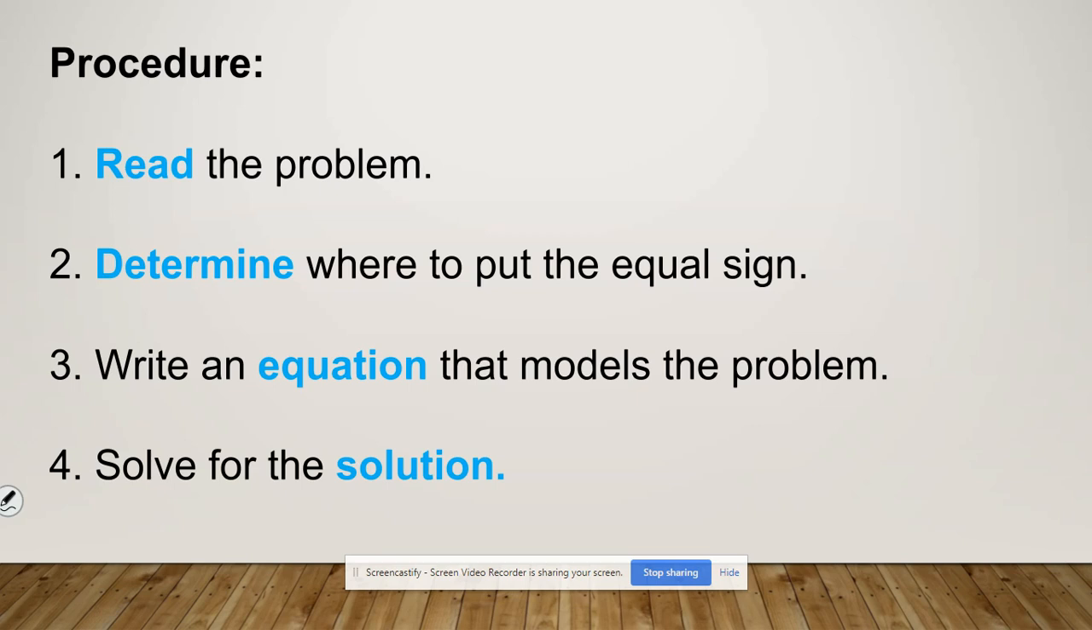The procedure there is to first read the problem. Again, I know that sounds silly to be a step, but you have to read it carefully before you start building your equation. Second, determine where to put the equal sign. Remember, look for the word is. Wherever that word is, that's where you put the equal sign. Third, write an equation that models the problem. Fourth, solve for the solution. All right, so let's take a look at what we got.